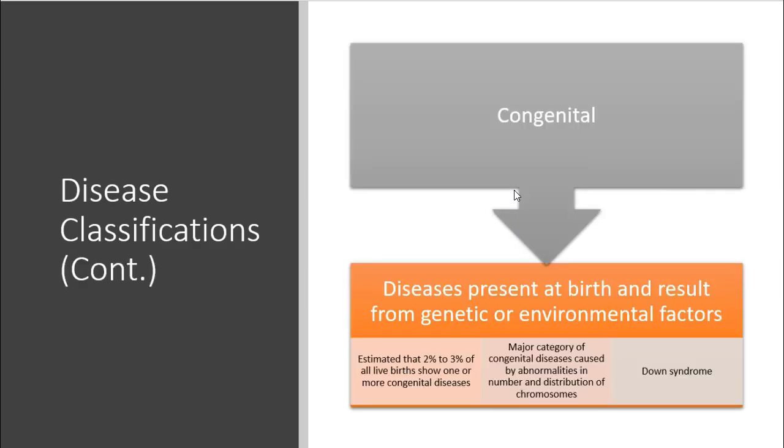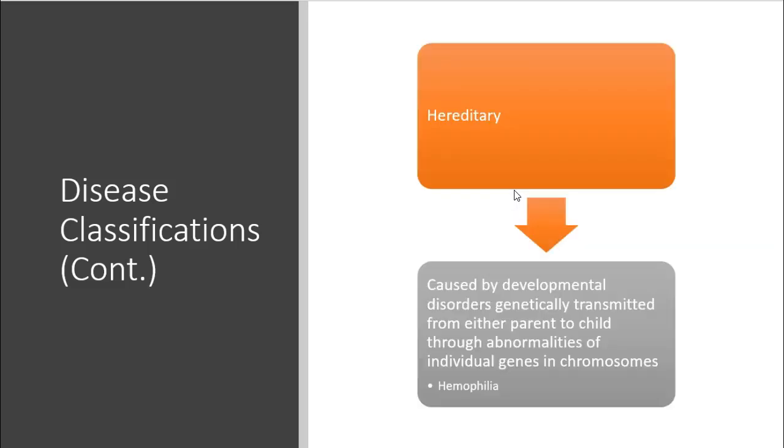With congenital, it's a disease present at birth and results from genetic or environmental factors. It's estimated that 2 to 3% of live births show one or more congenital diseases. The major category of congenital disease is caused by abnormalities in the number or distribution of chromosomes. And as you know, an example of that is Down syndrome. Hereditary is caused by a developmental disorder genetically transmitted from either parent to child through abnormalities of individual genes and chromosomes. One example is hemophilia.